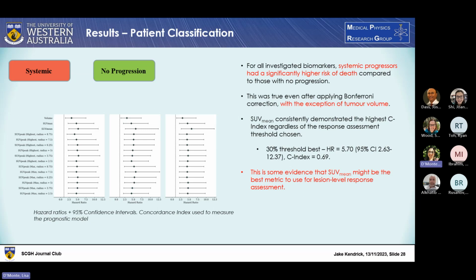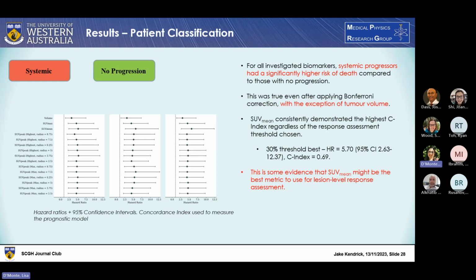So we applied the Bonferroni correction, and what we found actually was that still all of these different biomarkers had a statistically significant reduction in survival probability for systemic progressors, with the exception of tumour volume. So again, tumour volume seems to not be the best metric to use when assessing response at the lesion level based on these results.